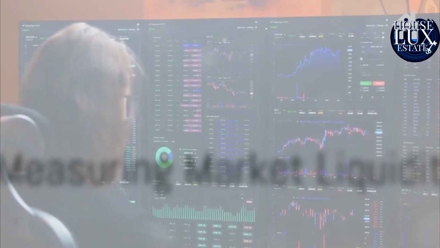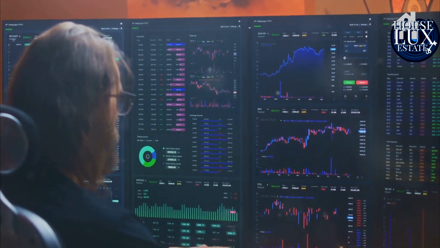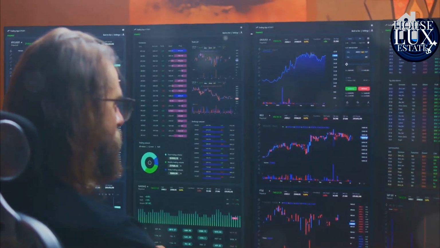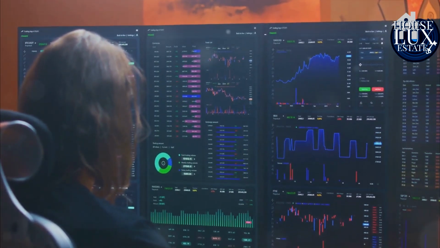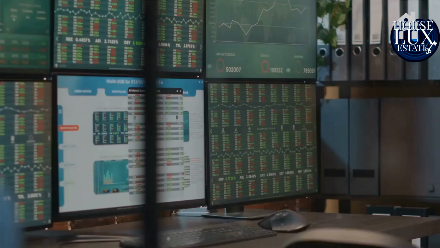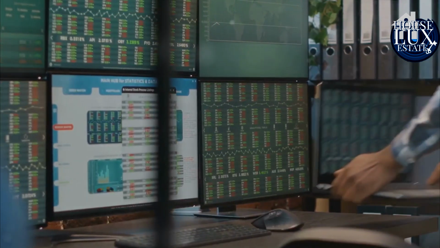Measuring market liquidity is not as complex as it might seem. There are a few key indicators to look out for. These indicators serve as your compass, guiding you through the sea of market transactions and helping you assess the ease and speed with which assets can be bought or sold without impacting their prices.